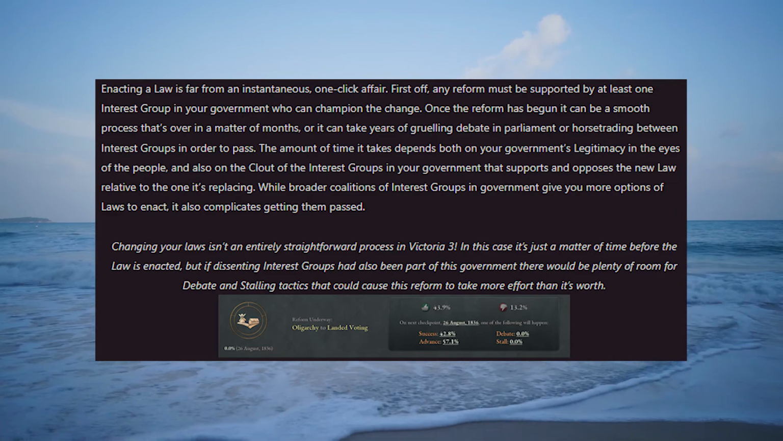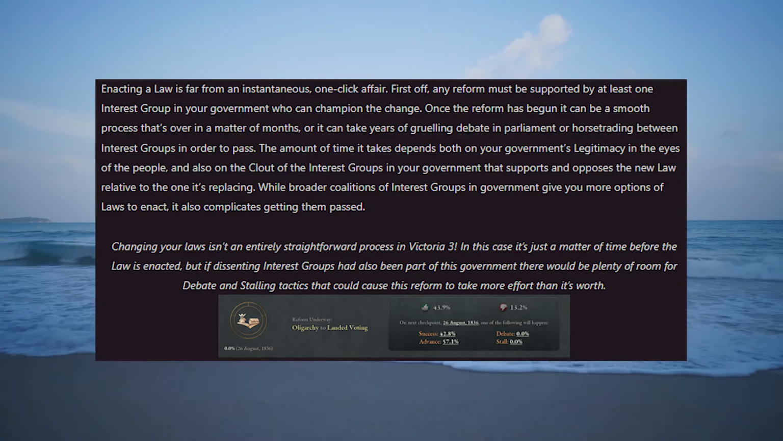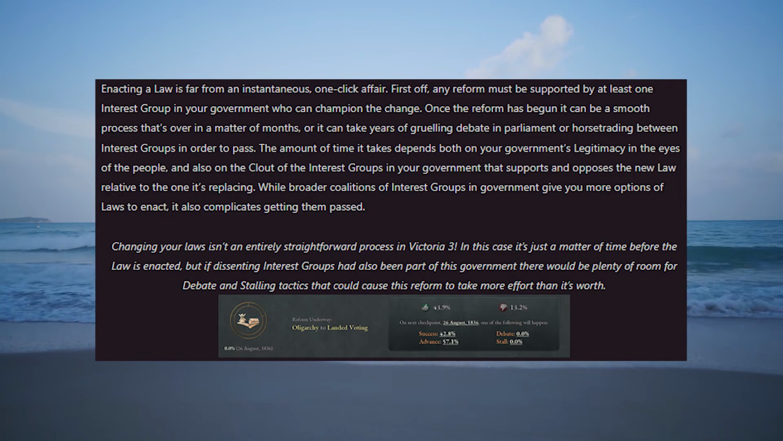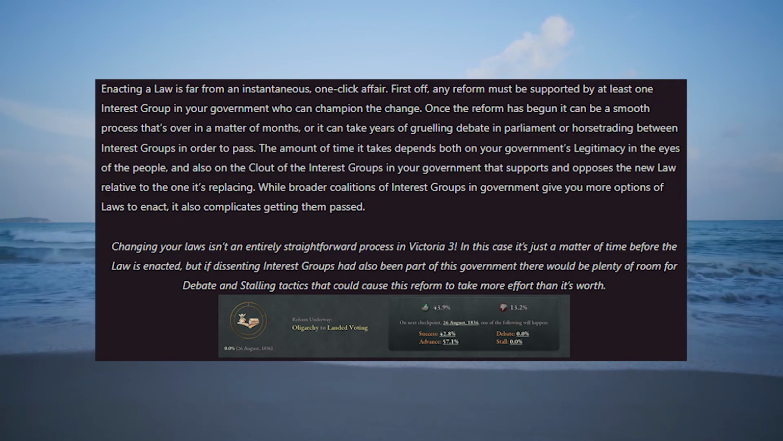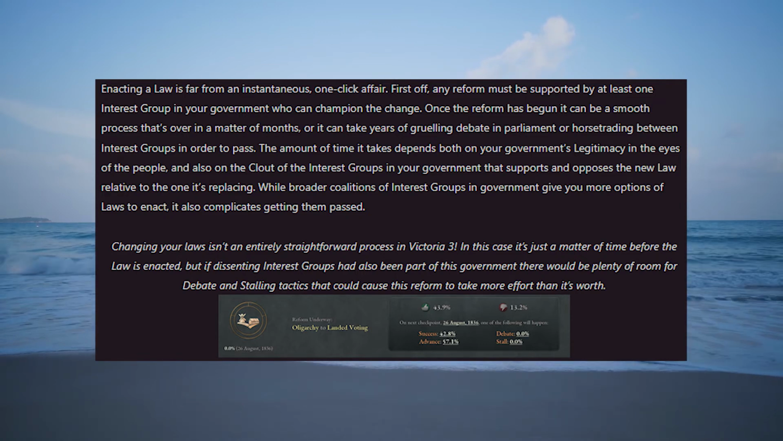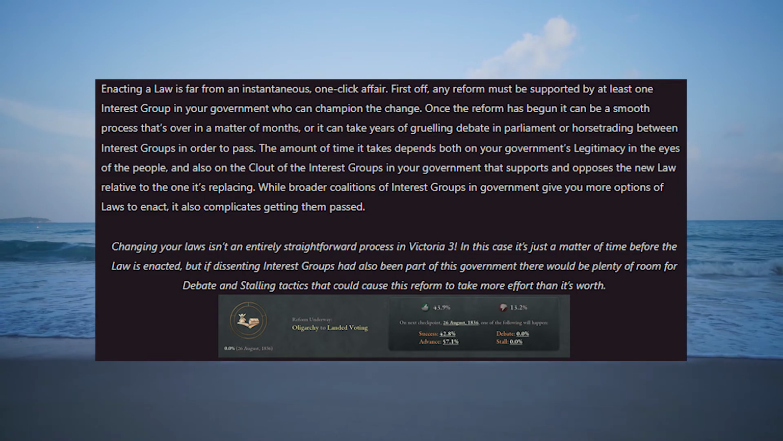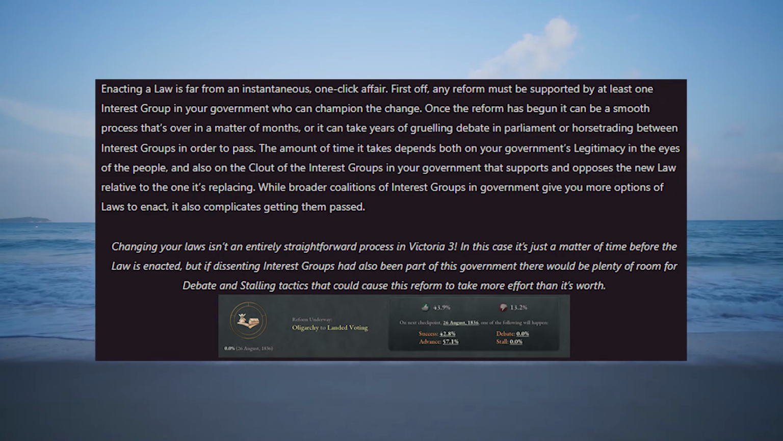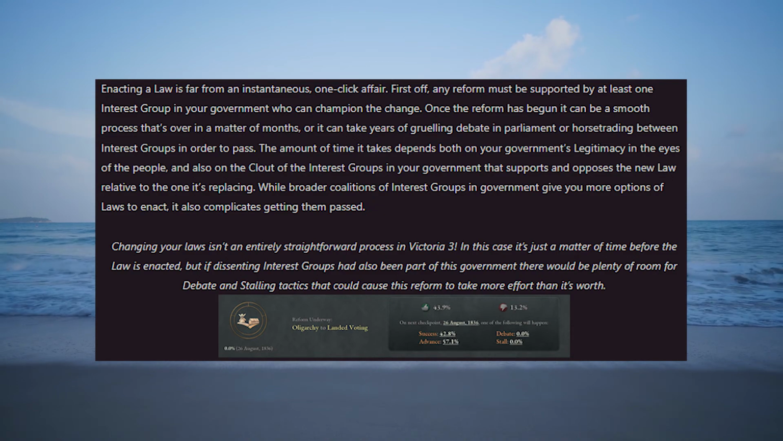From there, the amount of time for it to pass depends on your government's legitimacy, as well as the supporting interest group's clout versus the interest groups opposing. Having many interest groups represented in your government will result in more options being available, but will also make it a longer process to make those options a reality.